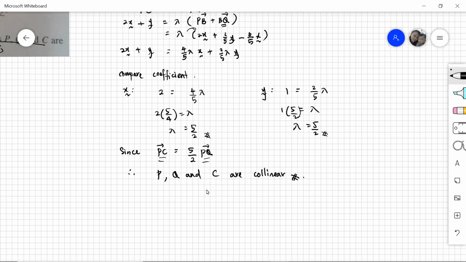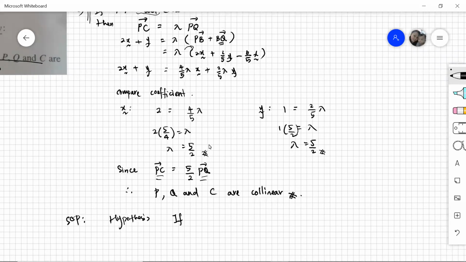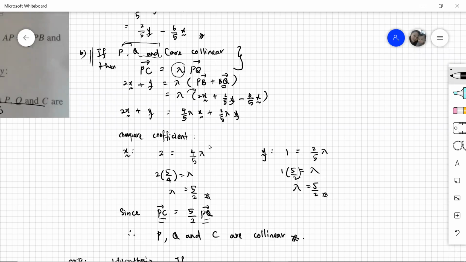That's it. To prove collinear or to prove parallel, the procedure is to always write your hypothesis first. Your hypothesis will be: if whatever points are collinear. Then our objective is to prove that lambda exists. So we put in vector PC and vector PQ, calculate, and compare coefficients, which is one of the important steps. And then finally, we prove that the same value of lambda exists.